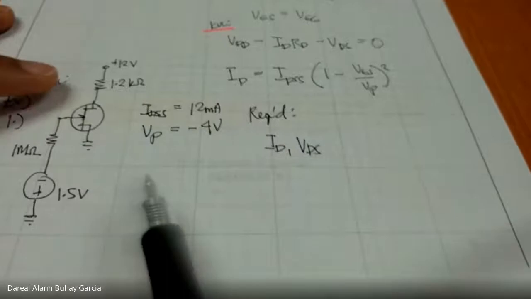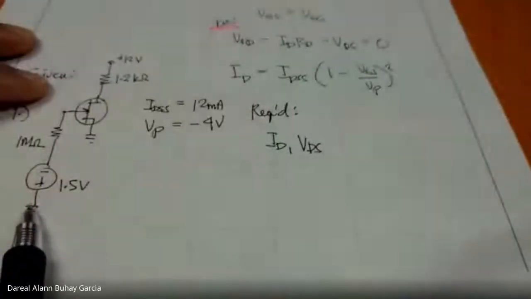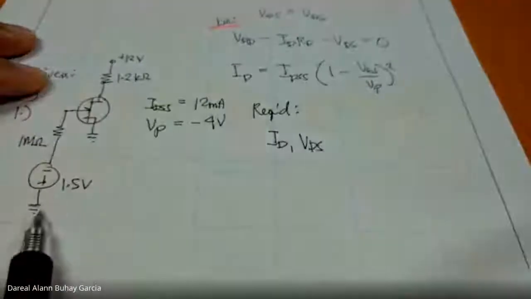that's VGG. VGS is equal to VGG. So if we derive this, we do KVL here.